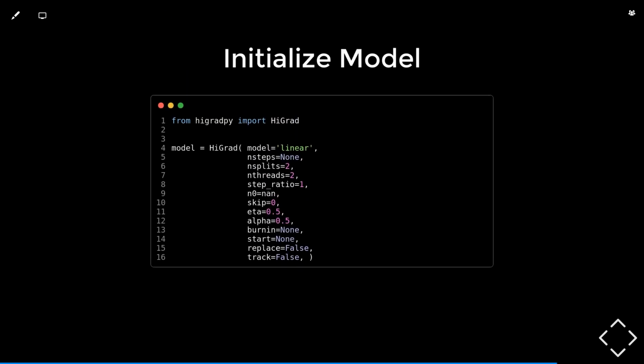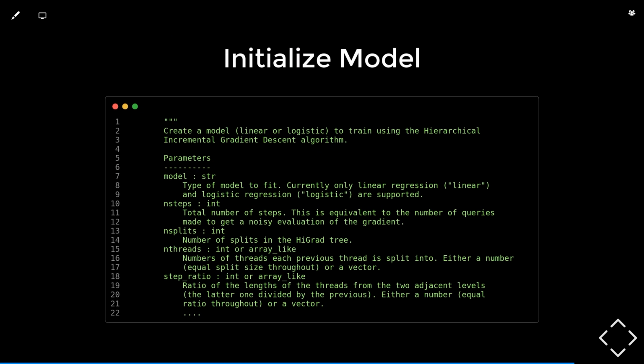Also bear in mind that HiGrad is currently only implemented for linear regression and logistic regression, which is basically what the HiGrad library in R that the authors had created was implemented for. So I've also only implemented it for linear regression and logistic regression. Hopefully in the future we'll extend it to other machine learning algorithms and models and make it even more useful. So yeah, these are the different hyperparameters that you can set.